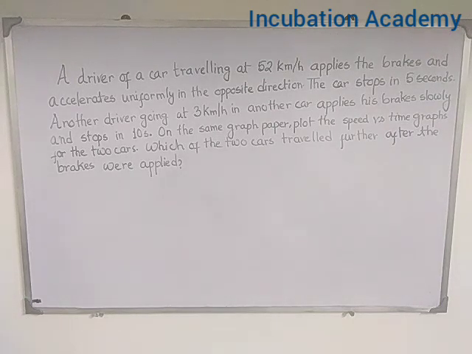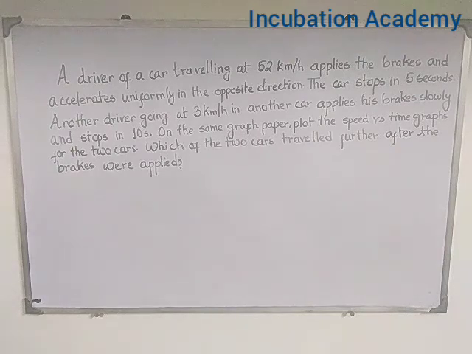Welcome everyone. A driver of a car traveling at 52 km per hour applies the brakes and the car accelerates uniformly in the opposite direction. So after applying the brake, accelerating uniformly in the opposite direction means the car is retarded. Here the acceleration in the opposite direction actually tells us about the constant retardation. The car stops in 5 seconds, so time is given.